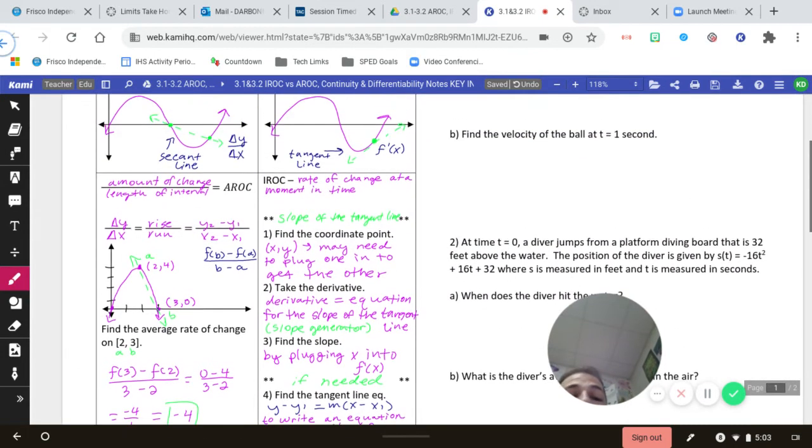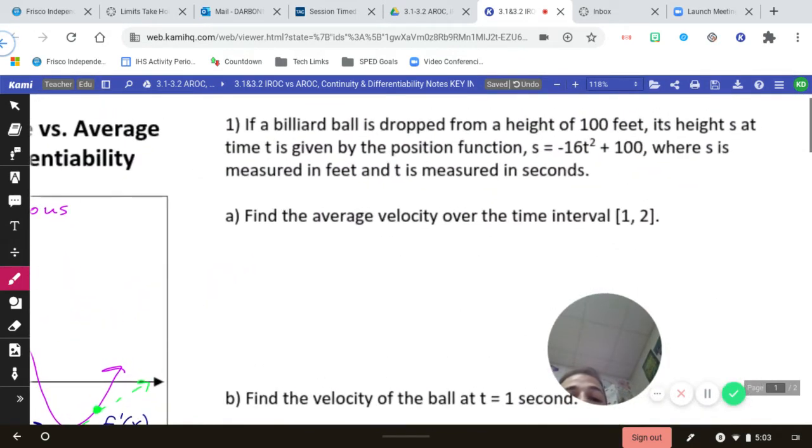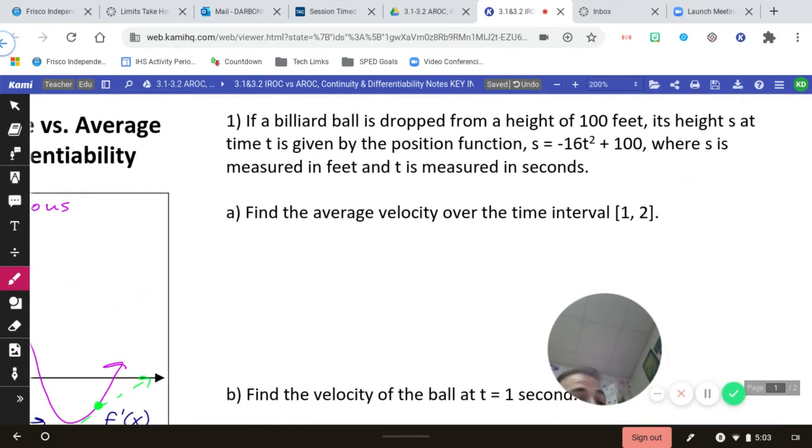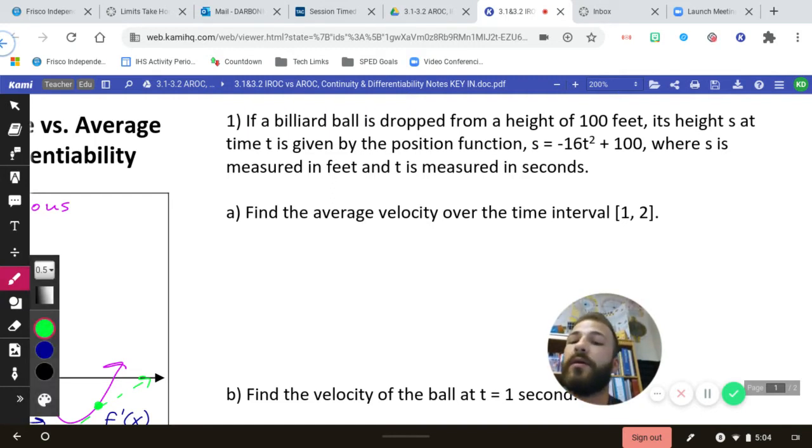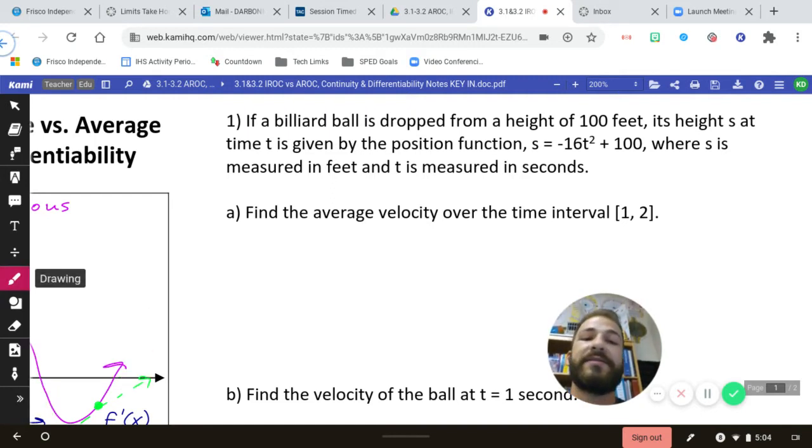Okay, let's actually look at an example. All right, if a billiard ball is dropped from a height of 100 feet, its height s at time t is given by the position function s equals negative 16t squared plus 100, where s is measured in feet and t is measured in seconds. So first thing I just want to point out, calculus does this weird thing where it uses s for distance instead of d. Don't ask me why, but it's just really, really common. So when you see s, just don't get super distracted by it.